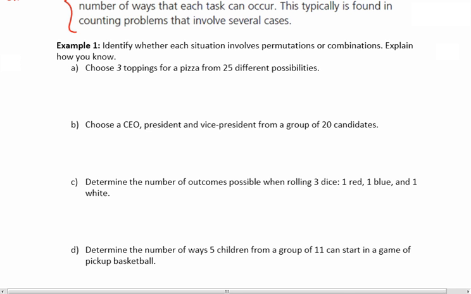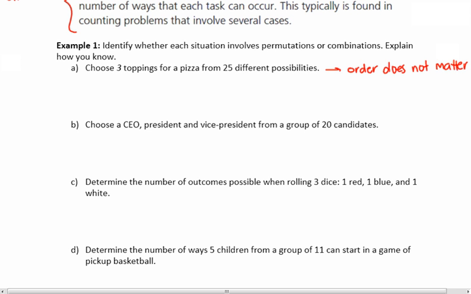Choosing 3 toppings for a pizza of 25 different possibilities. Now, does order matter when you put the toppings on? No, order doesn't matter. A pepperoni mushroom pizza is still the same pizza, whether you put the pepperoni and then the mushrooms on, or mushrooms and then pepperoni, right? It's hot pepperoni, mushroom and cheese, of course. So order does not matter, and so if it doesn't matter, then it's a combination.